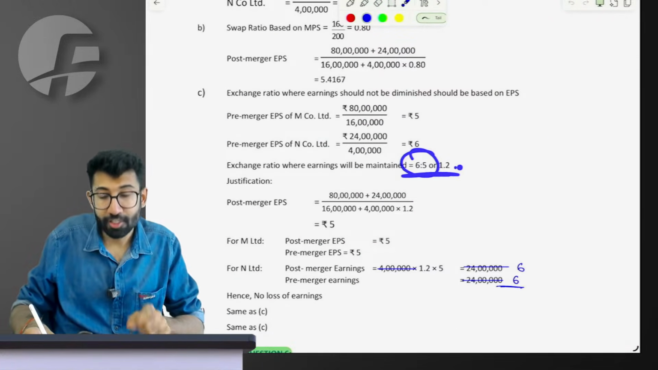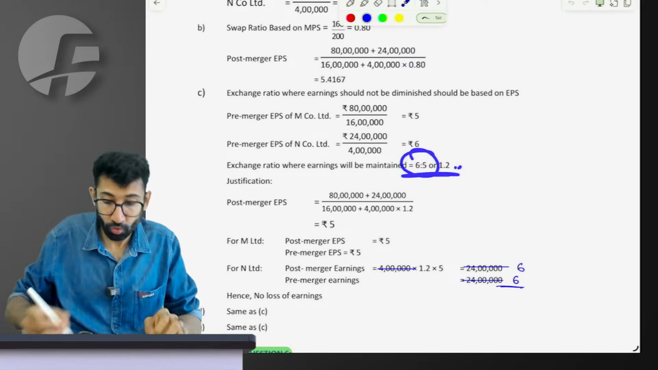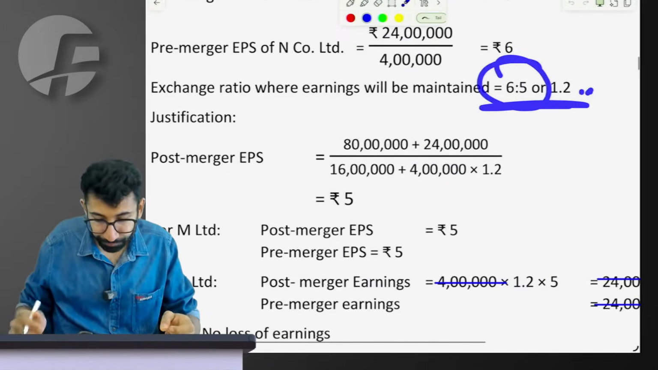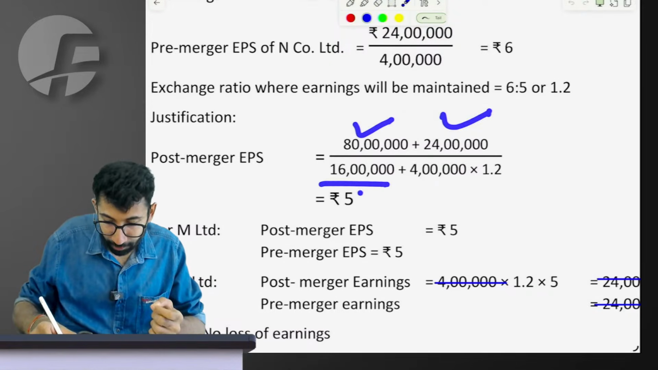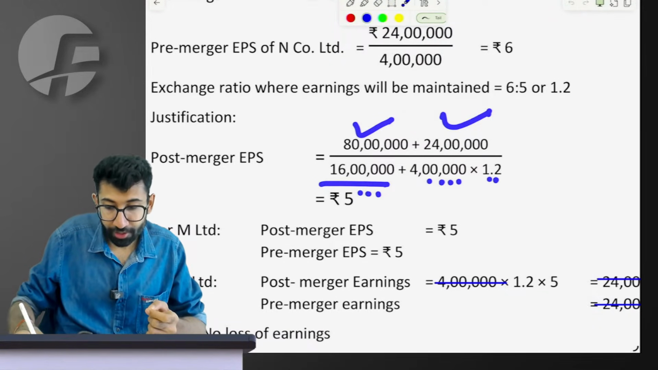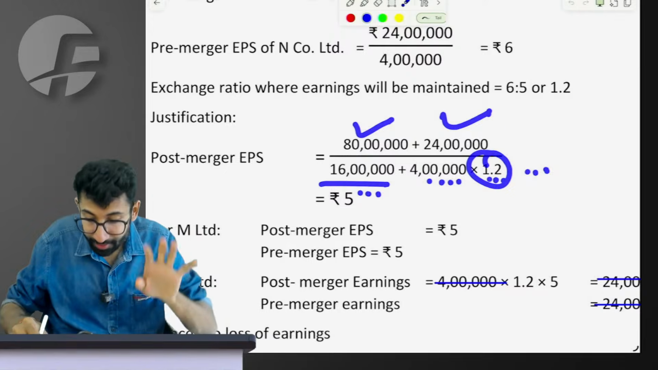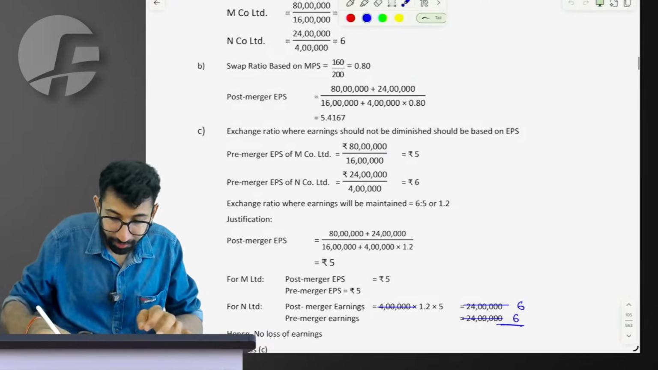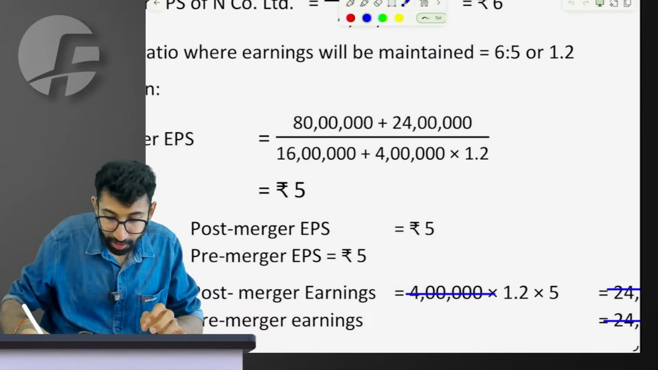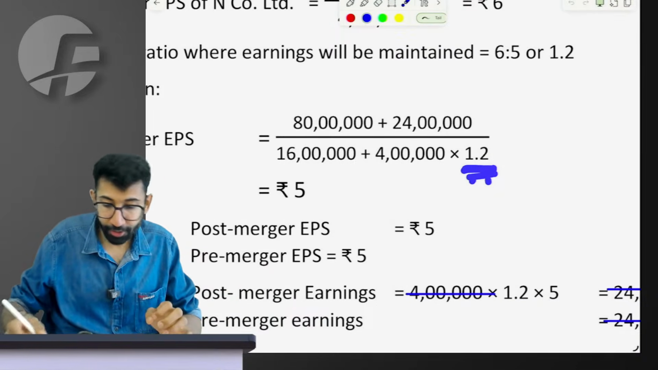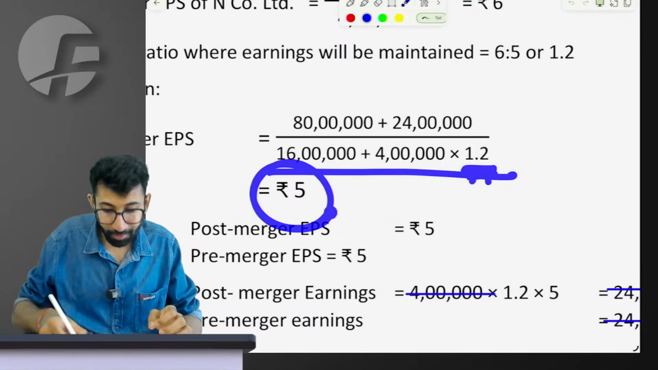Will giving the answer of 6 by 5 or 1.2 get you marks? No, you will have to also justify. We will say my PAT 80 plus your PAT 24, divided by my number of shares 16 plus against your 4 lakh shares. This time I will give you 1.2. See, the question gave the exchange ratio of 0.8. That's not what we take now. We take the exchange ratio which we recommended as 1.2, and that gives you the post-merger EPS to be 5.